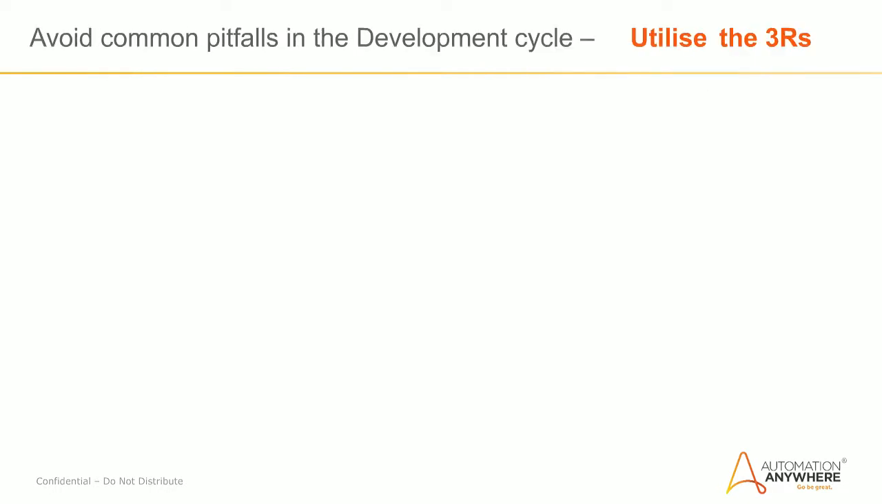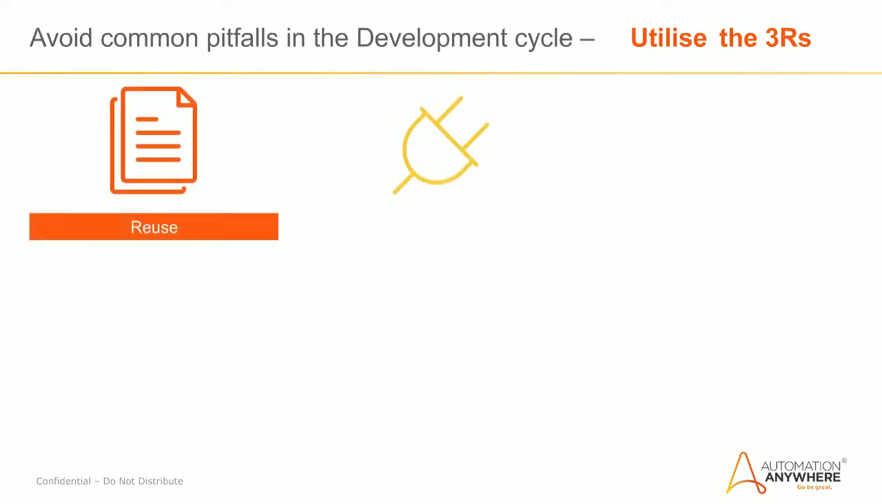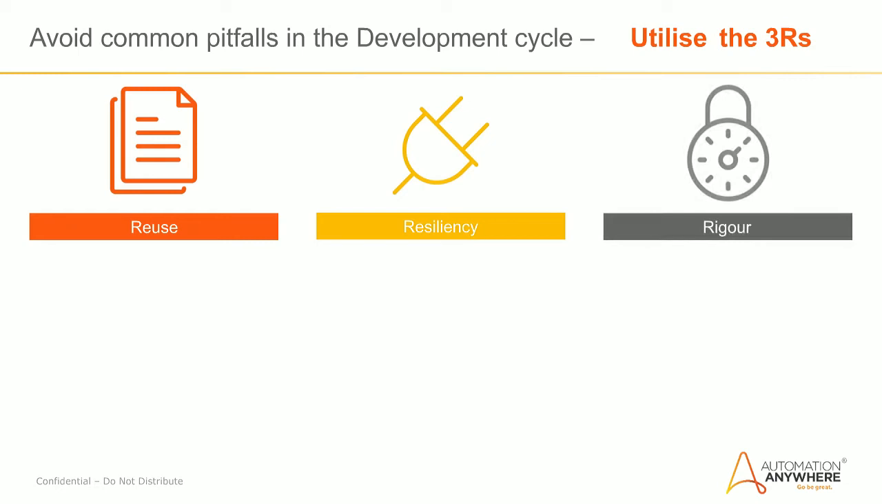Because if you don't, then you may fall into some of the common pitfalls when it comes to developing bots. And we'll discuss these and propose 3 ways to avoid them, and that is utilizing what we've termed the 3 R's. So that's reuse, resiliency, and rigor.